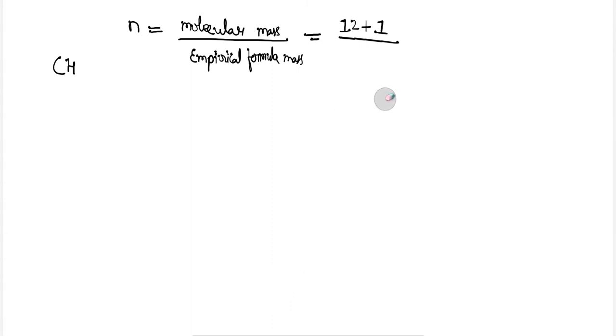The molecular mass is given in the question. It is 78. And empirical formula mass is taken out to be 12 plus 1, 13. Empirical formula is CH, with 1 and 1. So one carbon has 12 mass, and one hydrogen has 1 mass. So 12 plus 1 is equal to 13. Now dividing 78 by 13, the answer will come out to be 6.